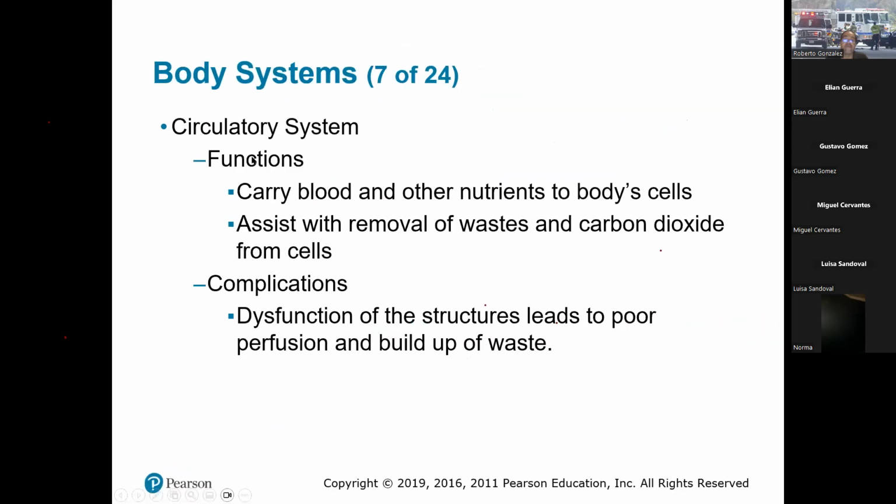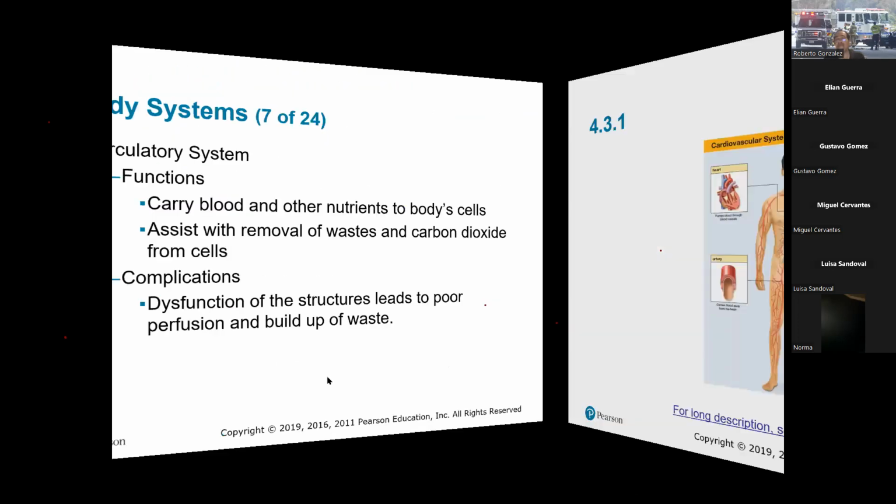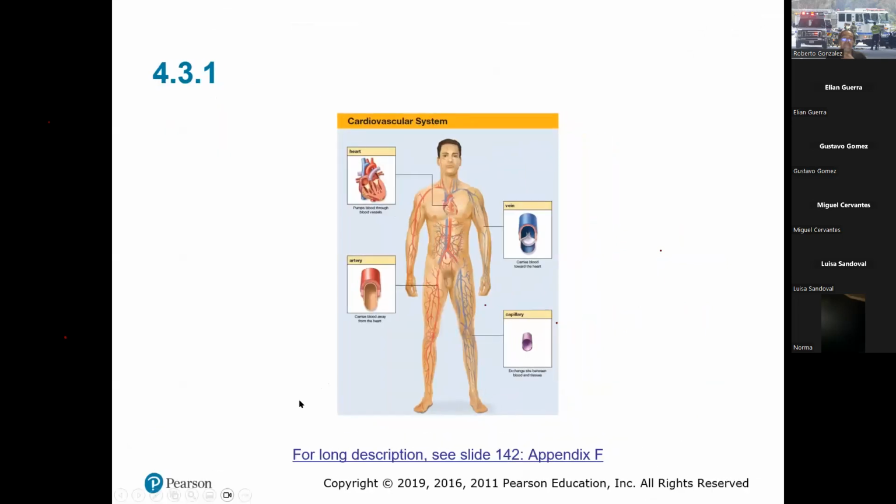Functions: the circulatory system carries blood and other nutrients to body cells. It assists with removal of waste and carbon dioxide from cells. Complications: dysfunction of the structures leads to poor perfusion and buildup of waste products. And the cardiovascular system consists of all this.